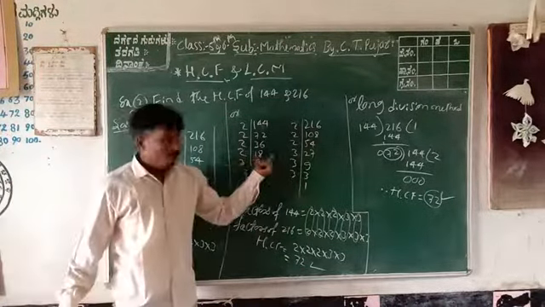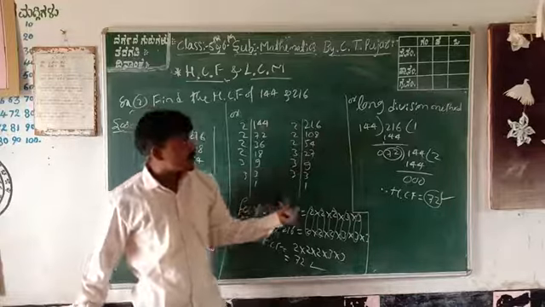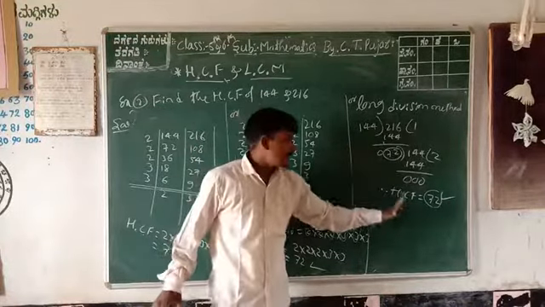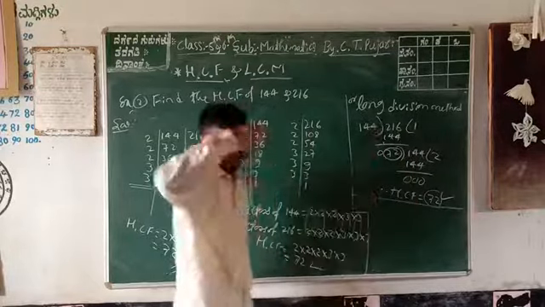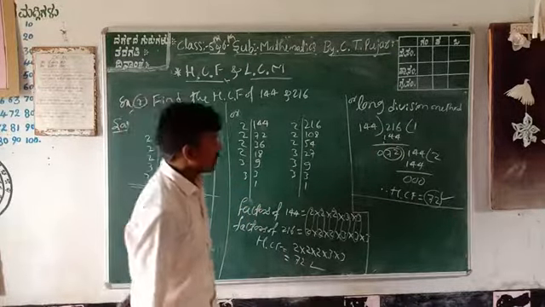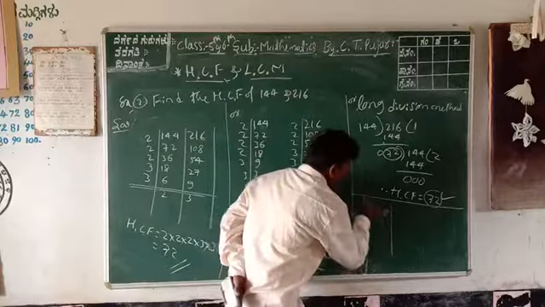This is also the factorization method. This is also the long division method. Only the same sum, and the direct method is also like this.